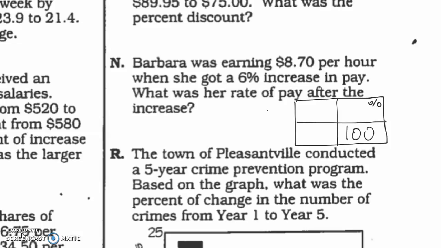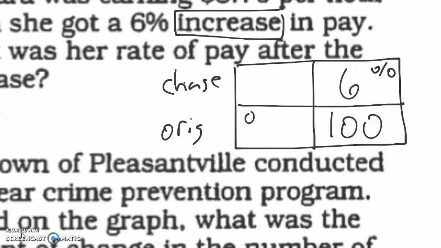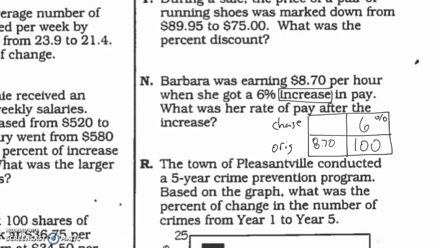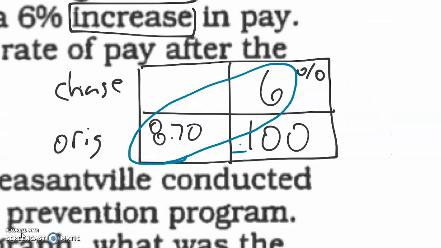Okay, so this is the change. The original. So it tells us 6%. It is an increase. Her original amount was $8.70. So we are finding the change. So we've got our proportion set up. Just cross product. And we'll divide by 100. Divide by the number on the outside.